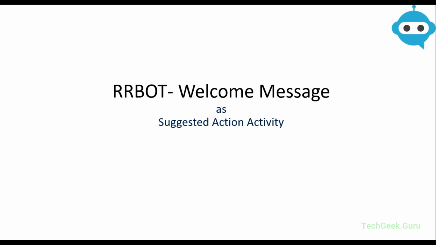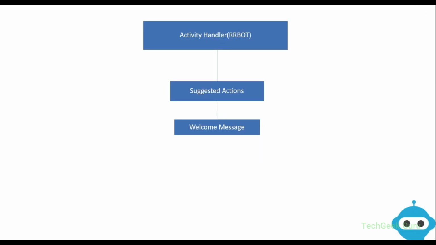Hello and welcome back. In this session, we are going to start building our bot and we'll focus on adding a suggested action activity to send a welcome message to our users. So if you remember from our tree structure in the last session, we're going to focus on modifying our activity handler to rename it to RRBot and then modifying our on members added listener to add a suggested action activity and then send a welcome message to users.